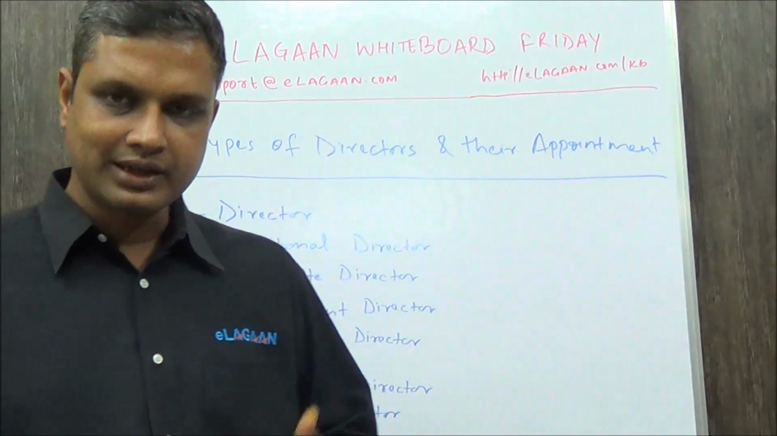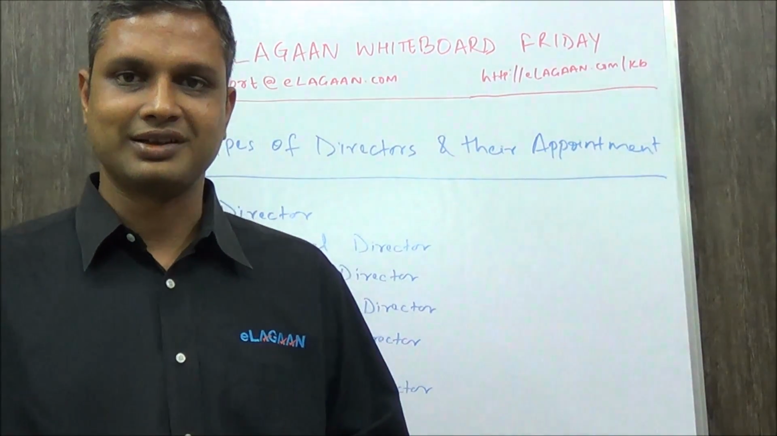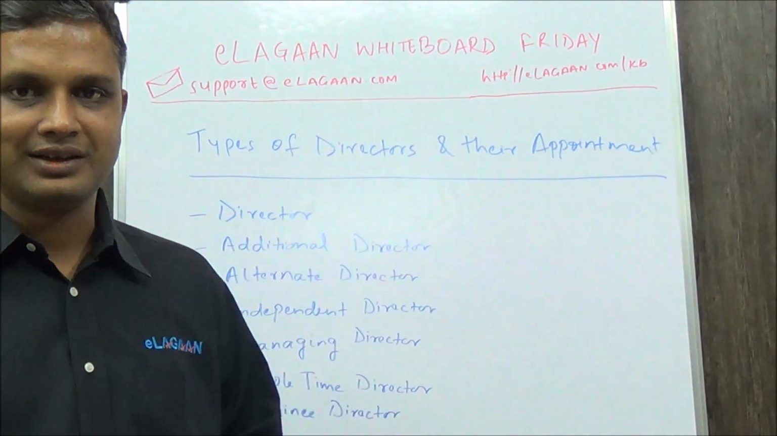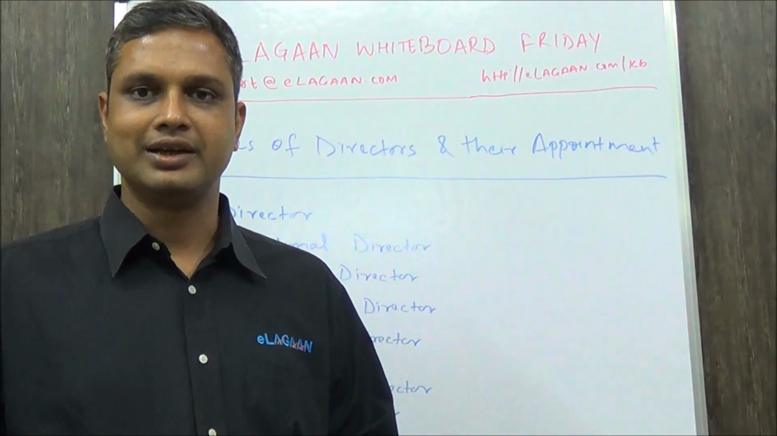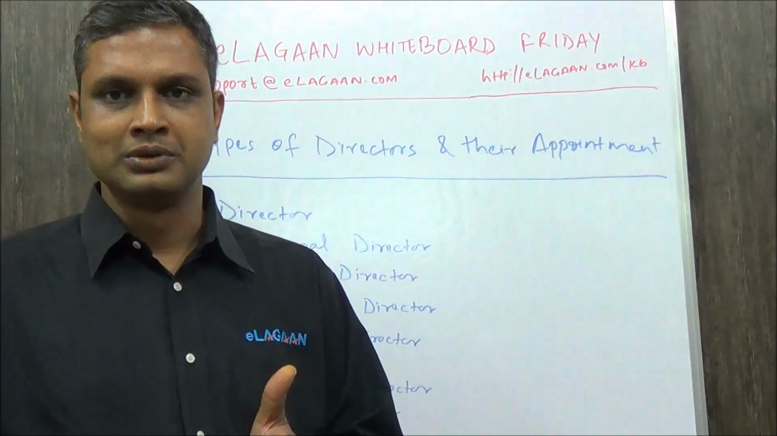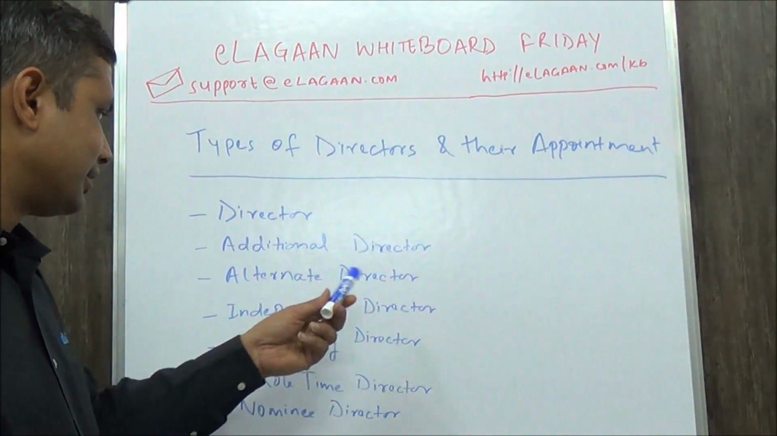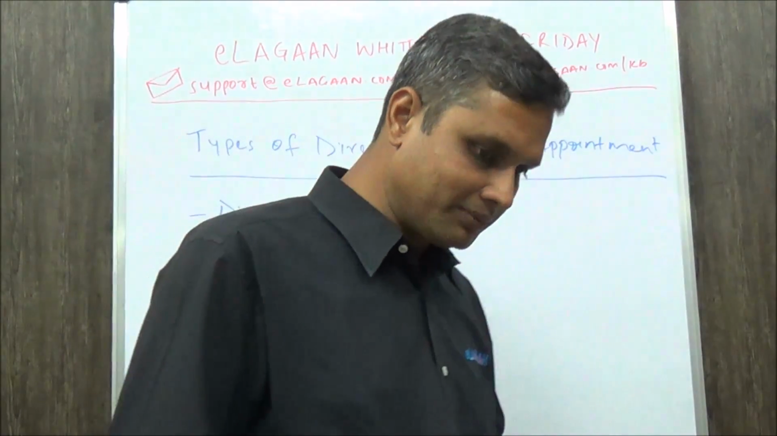Once the original director comes back, the alternate director ceases to be a director. Again, appropriate filings have to be made with the ROC, both while inducting and when ceasing the alternate directorship of a particular person.